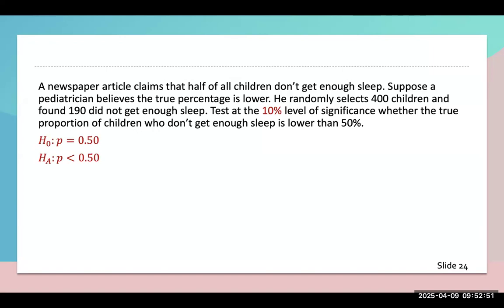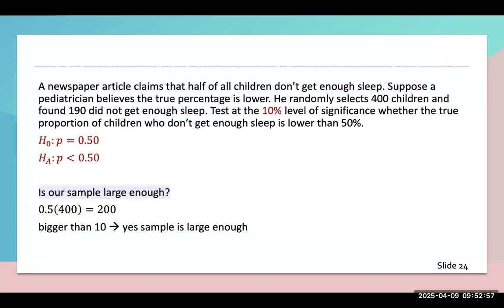Next step, see if you have a sufficiently large sample. So our sample is large enough. Notice that the p is 0.5 and 1 minus p is 0.5. So we can just take 0.5 and multiply by 400 and we get 200. So n times p and n times 1 minus p are both bigger than or equal to 10. So the sample is large enough.